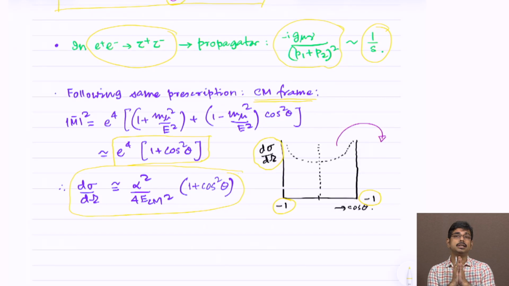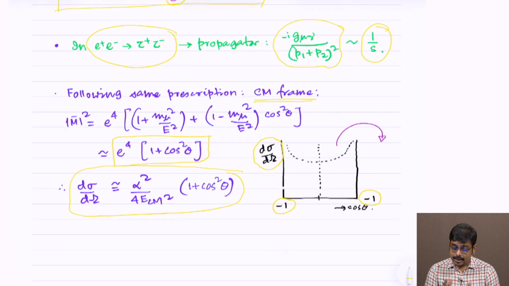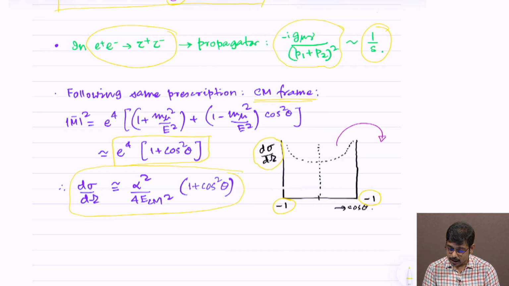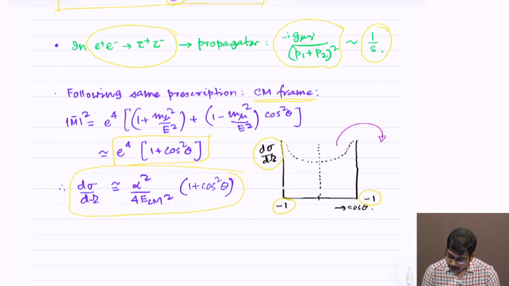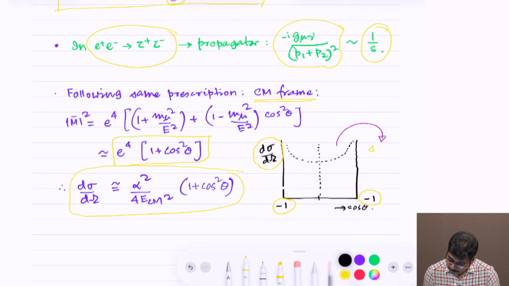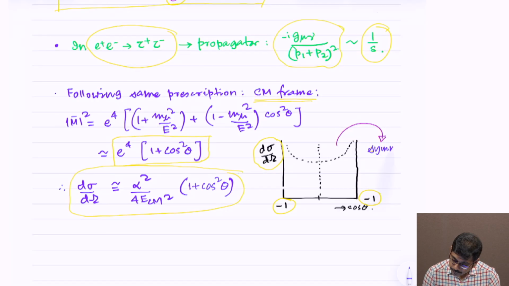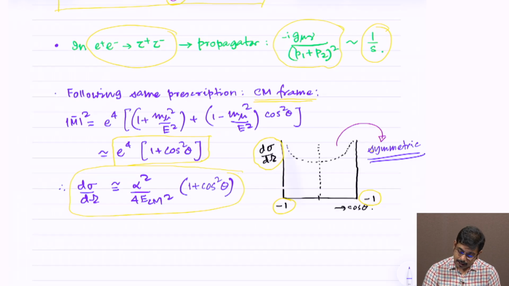So this is the expectation that we have from QED: if QED is the only process which governs this reaction, then this d sigma d omega should be symmetric. Let us write with some other color. So this is going to be symmetric, right? Because it's a 1 plus cos square theta distribution. So this should be symmetric, something like this.